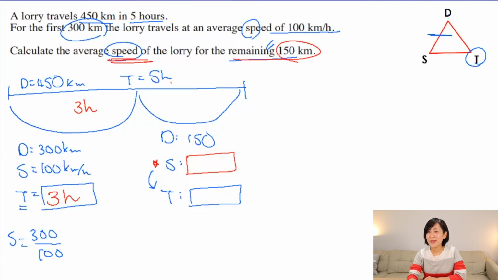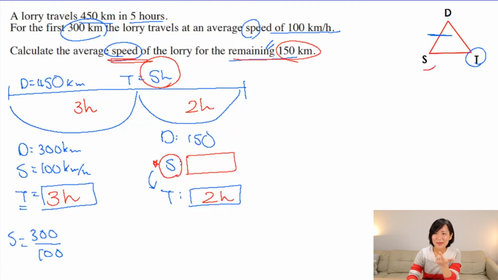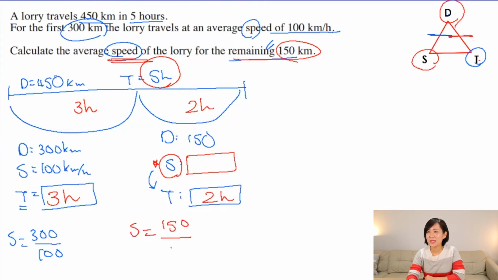Then we know that the total time is 5 hours. That means the remaining part takes 2 hours. Now we've got a time and we've got a distance, which means we can calculate the speed. Speed is distance divided by time, so 150 divided by 2 hours is 75. Your unit is kilometers per hour.